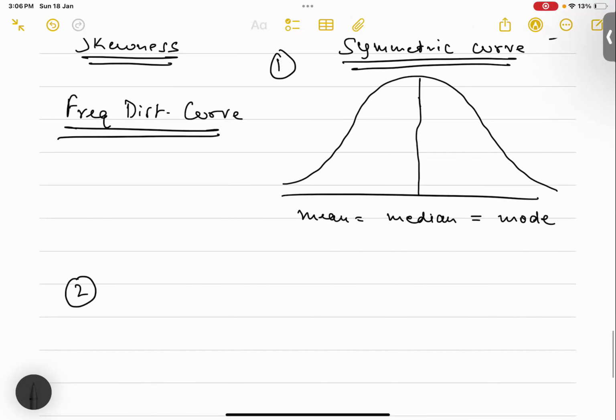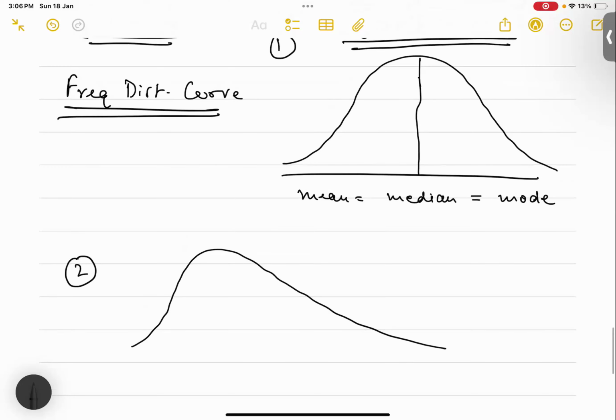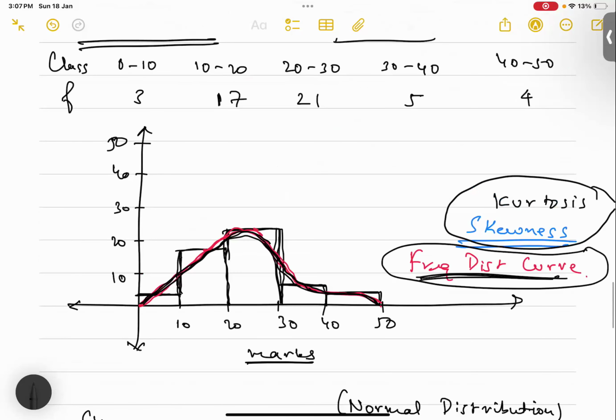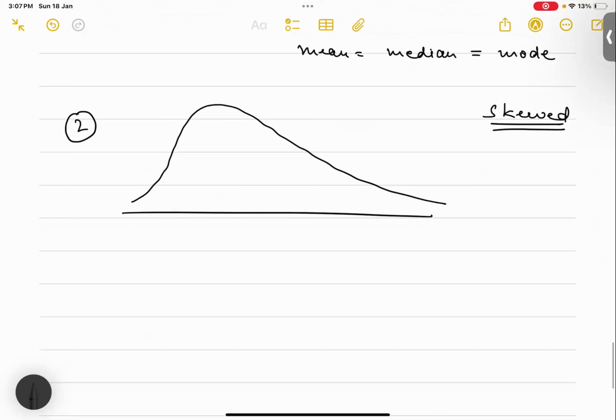Second, the curve is in this particular manner. So this is not a symmetric curve. The second curve is not symmetric, so it is skewed. That means it is not symmetric. These words you need to understand. See this particular curve, the example which I had given, this one is also not symmetric. So skewed.